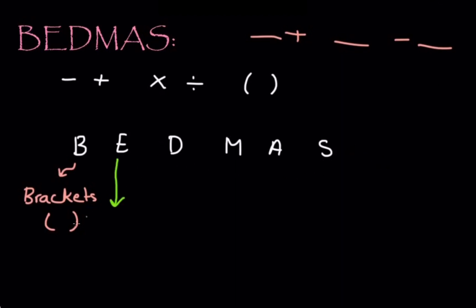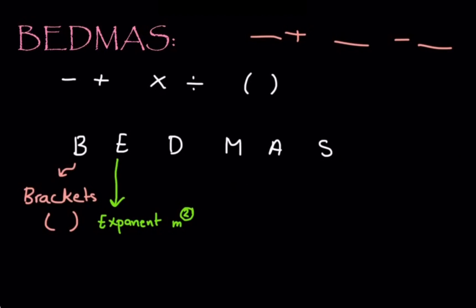E stands for exponents. Exponents are those little numbers that we put on something. For example, a 2 on the top of a number means that number multiplied by itself. The little number on the top is called an exponent. So after we do all the brackets in our expression, we do the exponents.